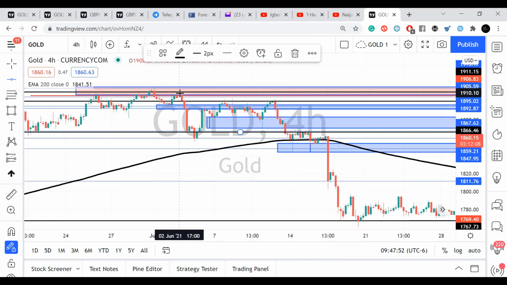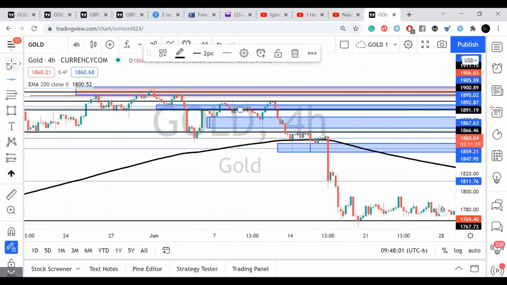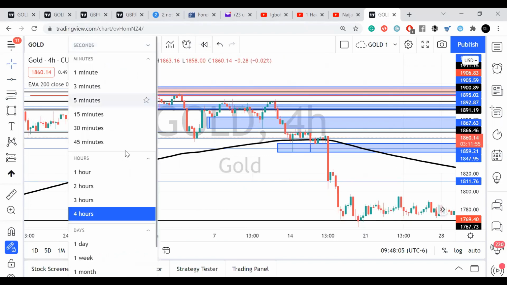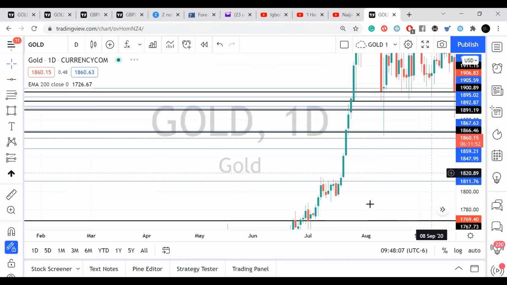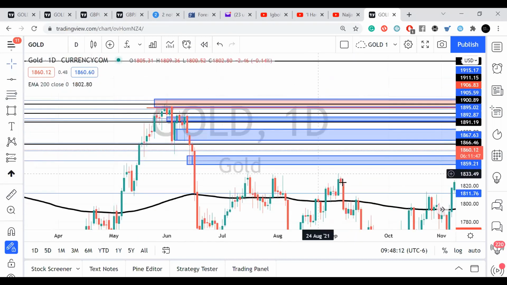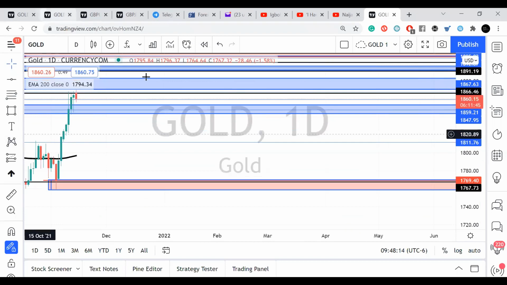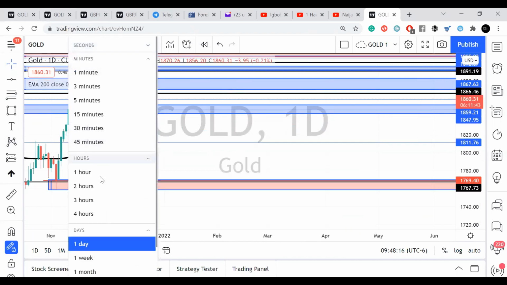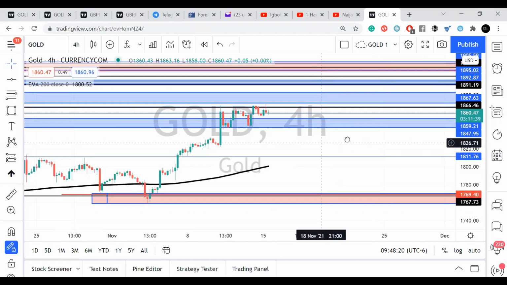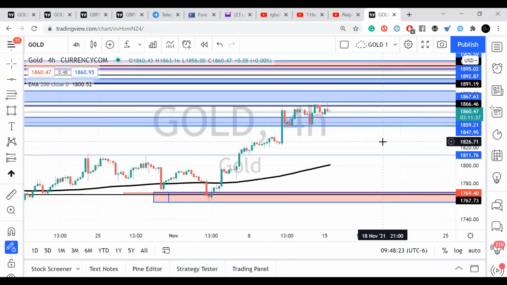From here, we have this. From here, we have that. I think there's another one, but I don't really need it, let me just move this one. And that's it. Then we go to the daily so that I can change this. Yeah, so I change this back to the 4-hour chart.